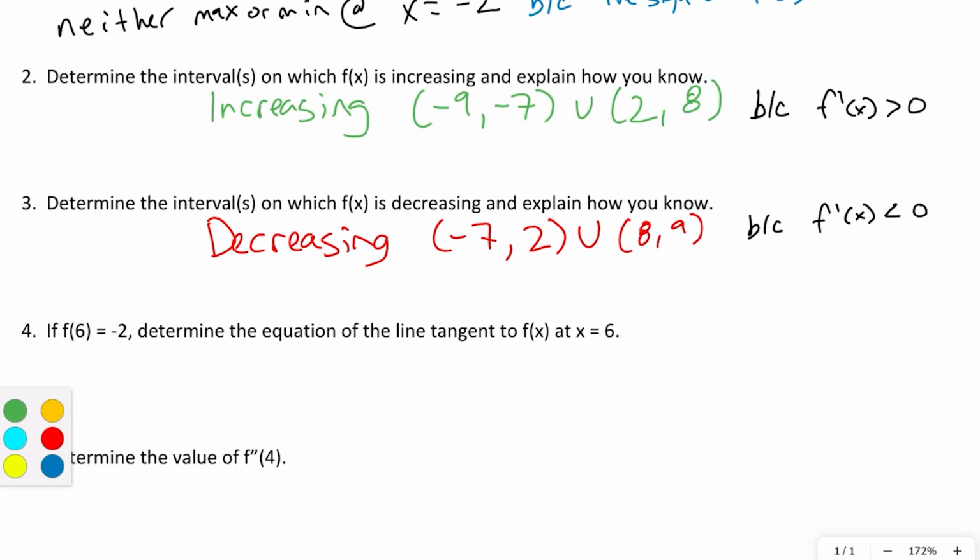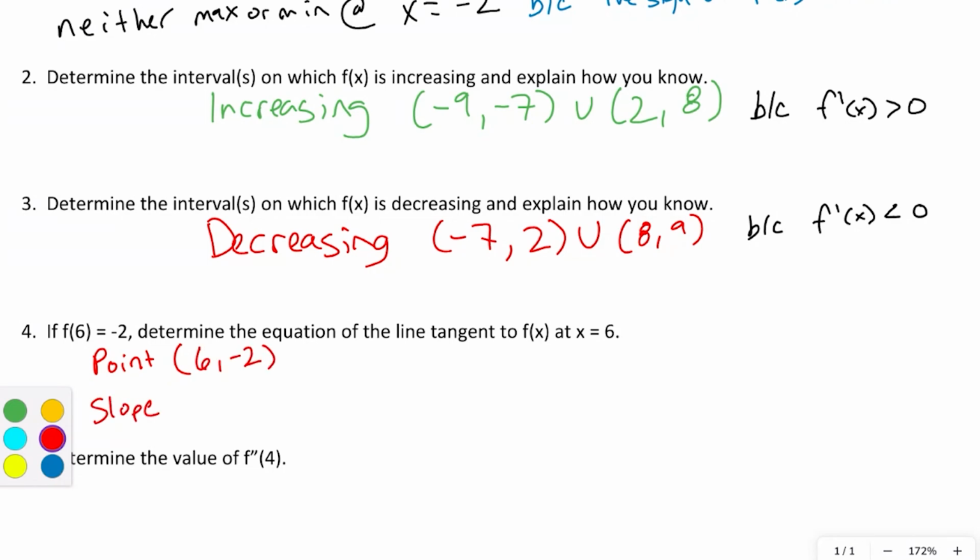Okay, so here is where I'm going to push you a little further. All the rest of that is pretty much review, other than the fact that I'm giving you the graph of f prime versus the graph of f. So it says if f of 6 is -2, determine the equation of the line tangent at x equals 6. Okay, so we're going to go through our point slope template here. We have a point which is actually given. We don't have to find the y value because it was given to us. The point is going to be 6, -2.